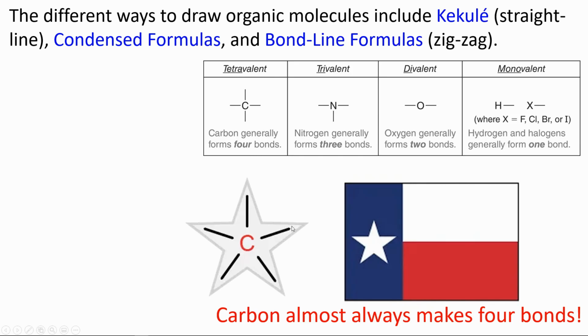So at this point, the biggest takeaway that you really need to double check yourself on throughout the year is that carbon always makes 4 bonds. Please never draw a carbon with 5 bonds. It's going to be incorrect with whatever representation you're trying to draw.